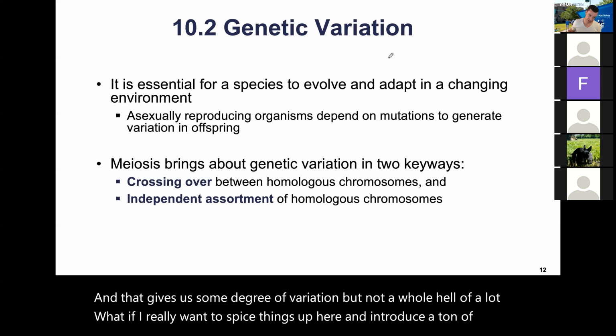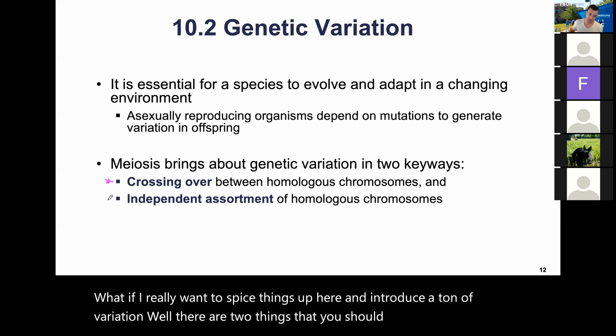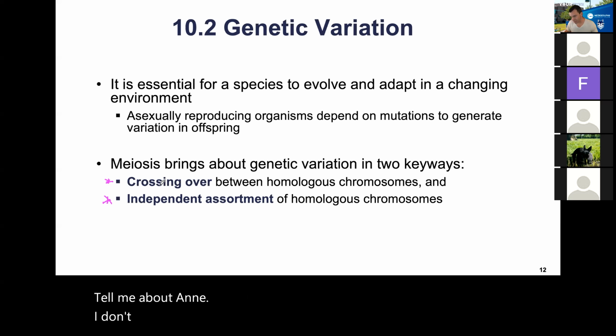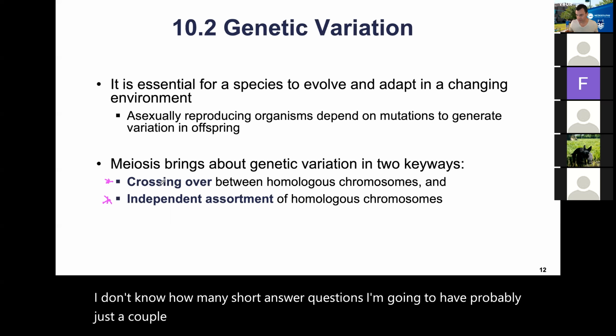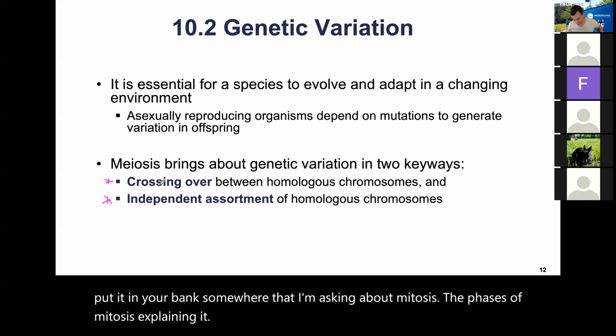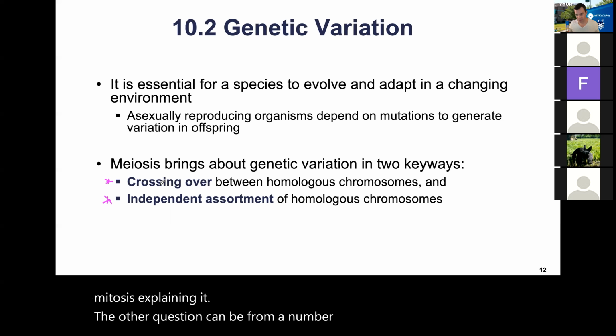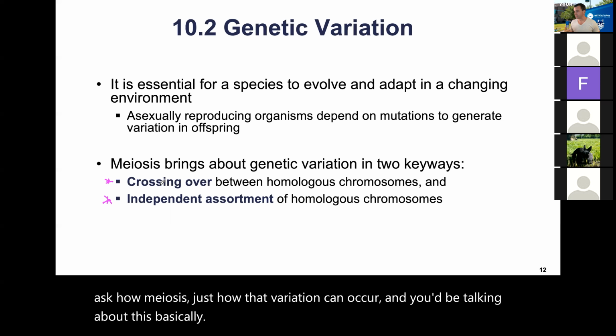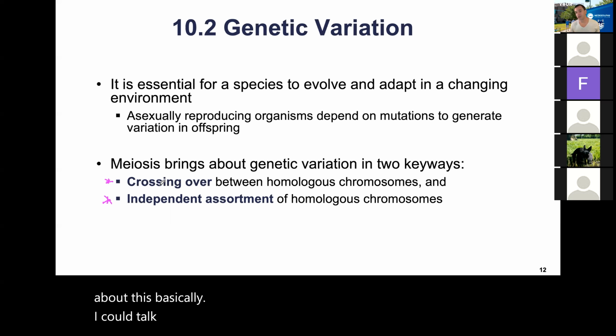Well, there are two things that you should probably be able to tell me about. And I don't know how many short answer questions I'm going to have, probably just a couple on this exam. So you can already probably put it in your bank that I'm asking about the phases of mitosis, explaining it. The other question can be from a number of different avenues. I can ask how that variation can occur in meiosis, and you'd be talking about this basically. Or I could talk about the central dogma of biology. That's probably the other really good one too.